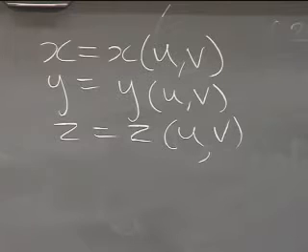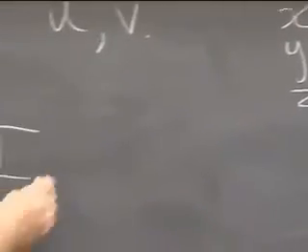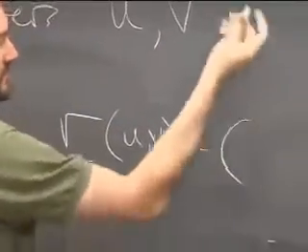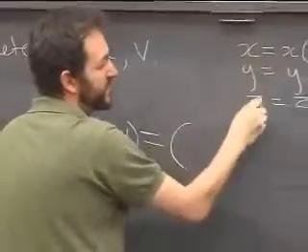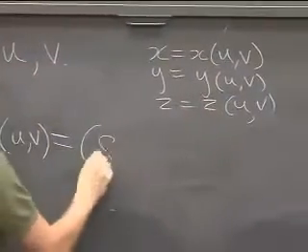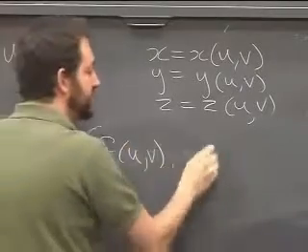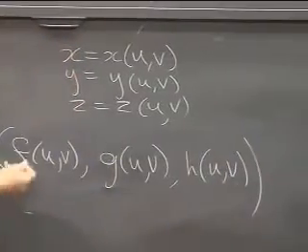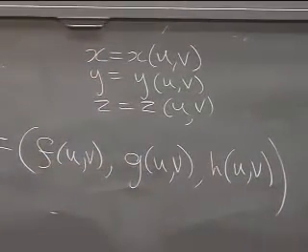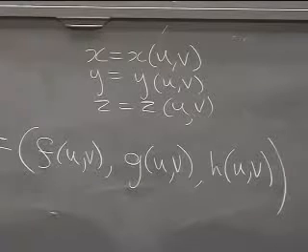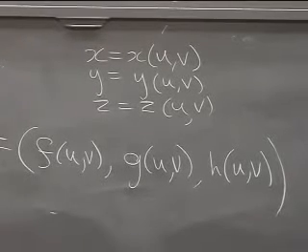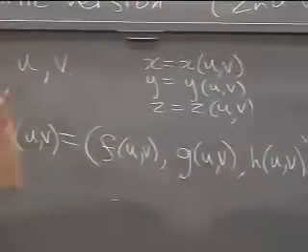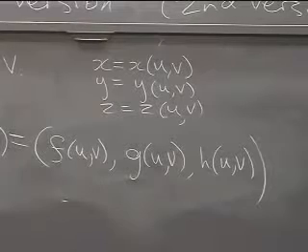So another way of looking at it is that you have this vector r of u, v, and you could write it as, instead of x, y, and z, sometimes you say f, g, and h, whatever. This is just all playing with letters. Ultimately, it all represents the same thing. So this is x, or y, or z. Okay, so r is the position vector in space. As u and v vary, that vector maps out a surface. And if these functions are relatively smooth, then the surface will also be smooth, and it will have tangent lines.